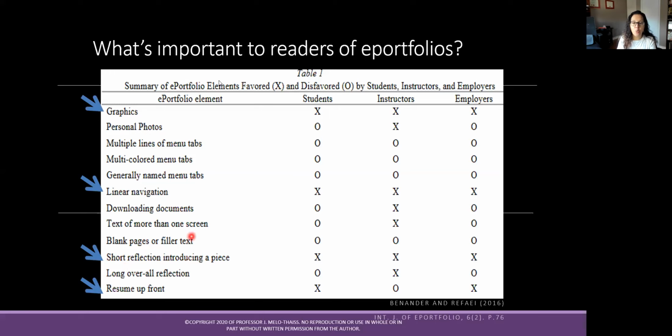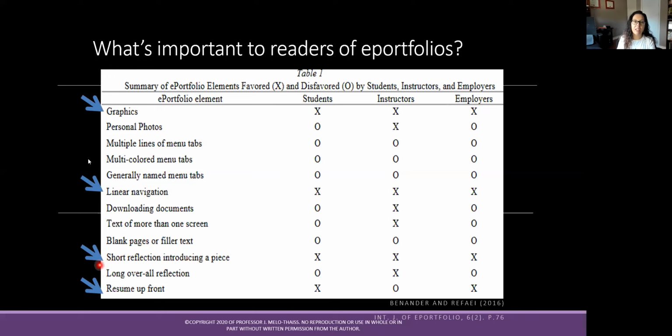So I just wanted to share this. This is a study that came out of a study done in 2016. And I just wanted to show you what is really important to readers of ePortfolios. And, you know, there are 3 different columns. The one that you're probably going to want to pay attention to is employers, because that is your audience after all. And you'll see here that for employers, what was really important is graphics, a linear navigation, a short reflection that introduced everything, right? And then a resume right up front.